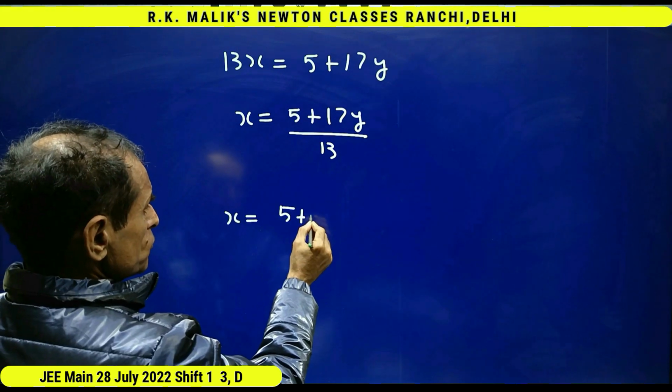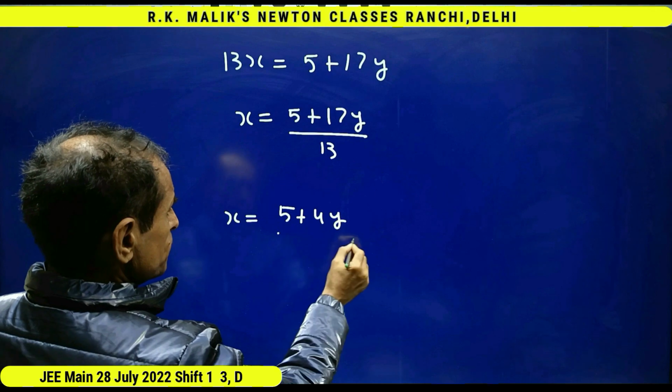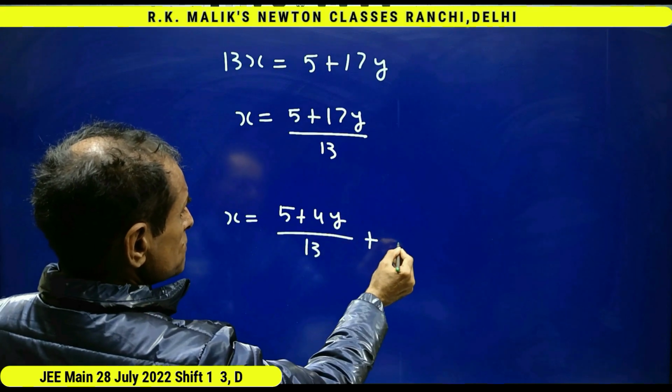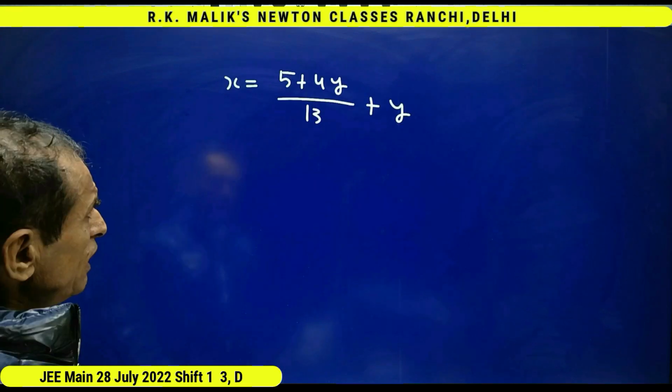5 plus 4y by 13 plus y. And further, suppose... Agreed, whatever I am telling is the standard way of finding the general solution of a Diophantine equation, but afterwards I will tell you the shortcut way of finding the general solution also, without using the common sense way.